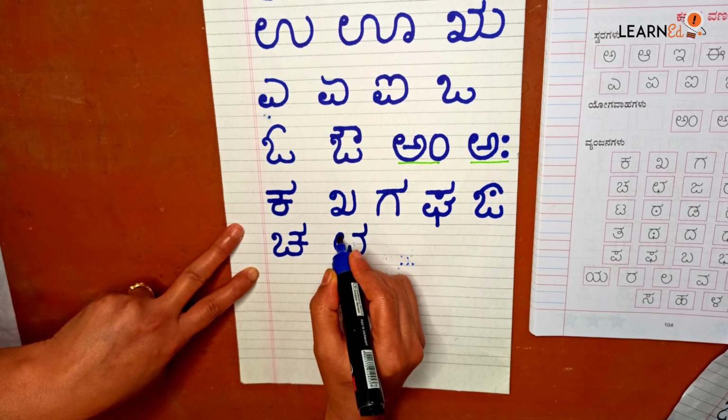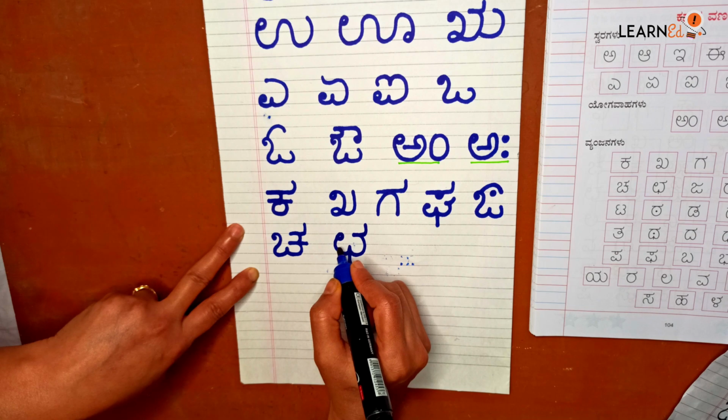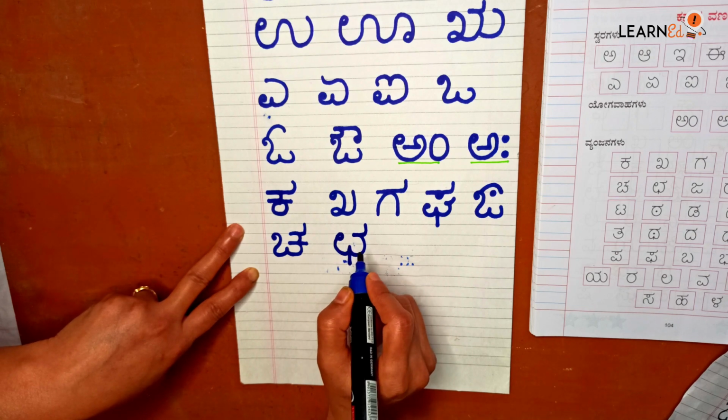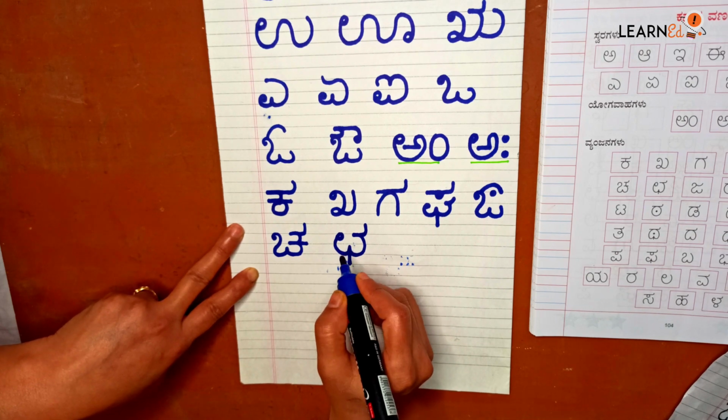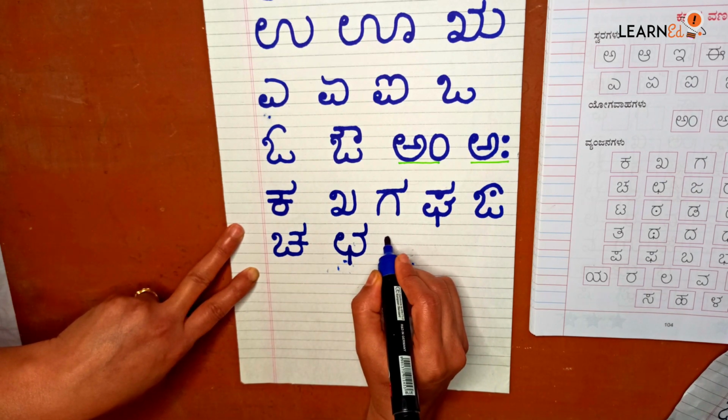It should begin from top here, and these both should be in the same line, but some people they write it here down, but it is not the proper way. This is the correct way. Cha, ja.